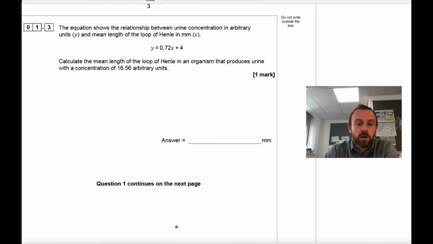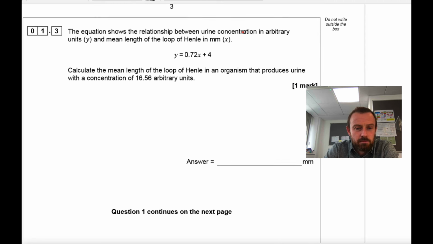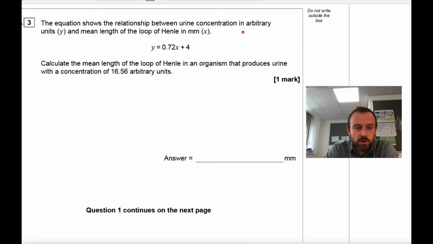Okay, moving on. 1.3. The equation here shows the relationship between urine concentration in arbitrary units, y, and the mean length of the loop of Henle in millimeters. Okay, interesting. Calculate the mean length of the loop of Henle in an organism that produces urine with a concentration of 16.56 arbitrary units. Okay, so the first thing to figure out is what is urine concentration in this equation. So urine concentration is y, and it's 16.56. So we just need to basically solve this equation.